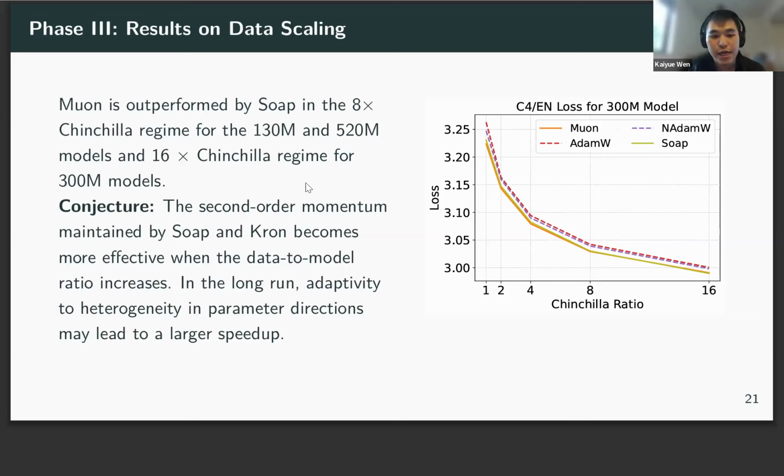So we have a conjecture that because Muon is roughly only keeping a first order momentum and not keeping any version of... Is there any result of scalar based? Oh yeah, yes there is.